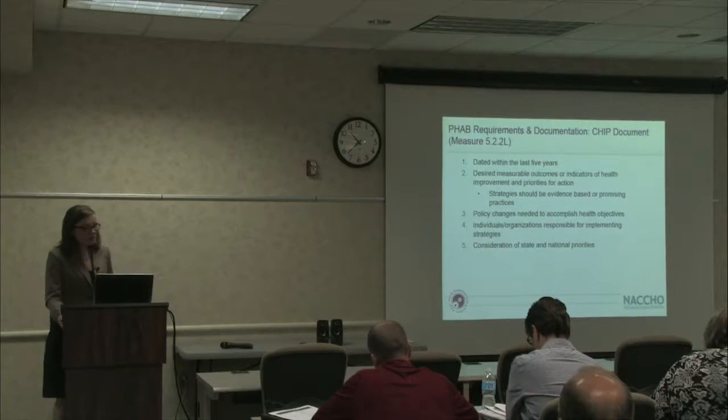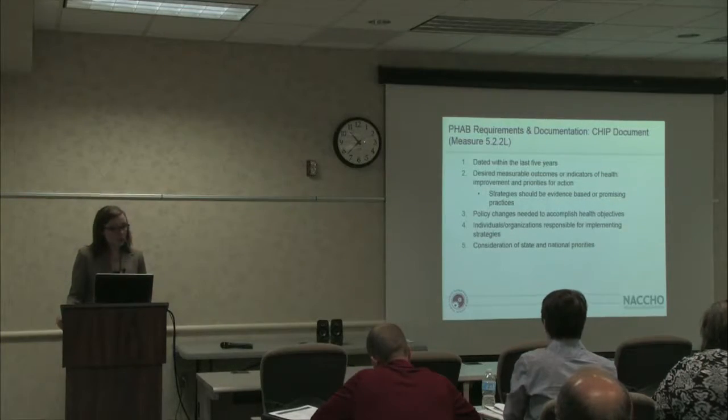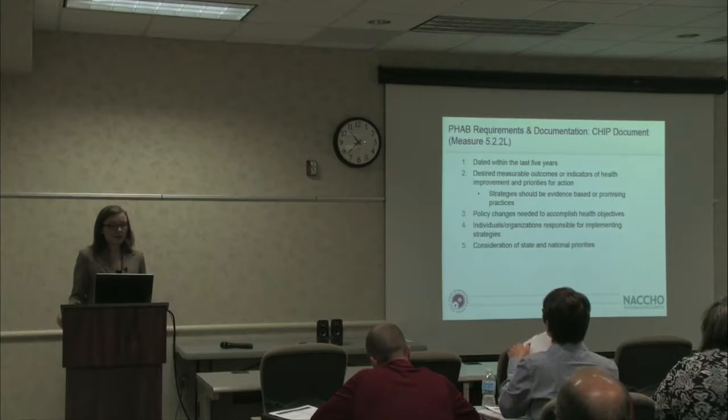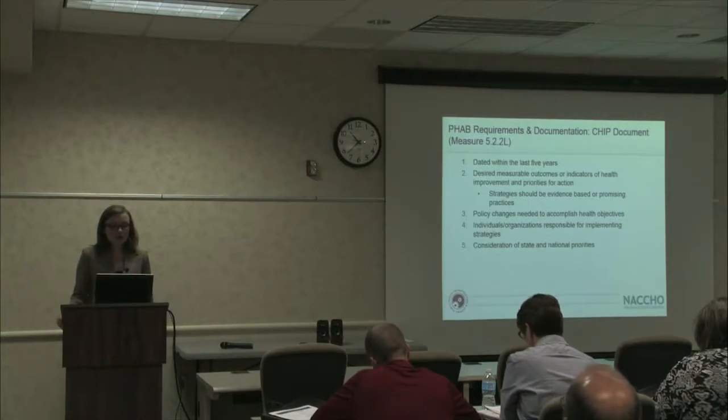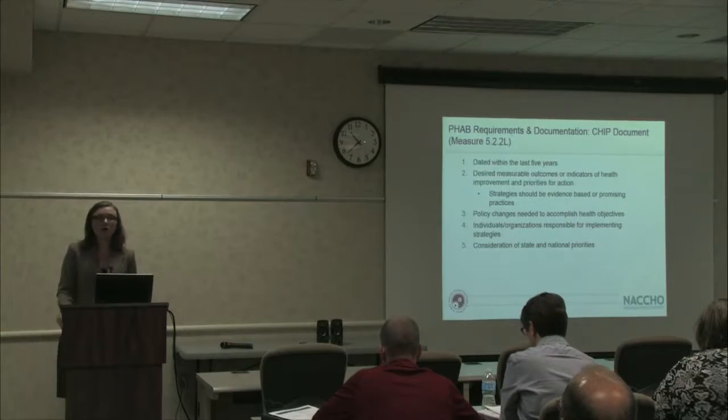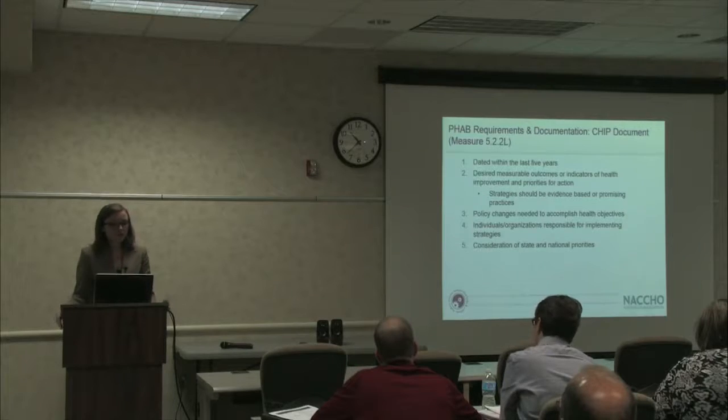The actual document needs to be dated within the last 5 years. It needs to include, and this is slightly new language from 1.5, desired measurable outcomes or indicators of health improvement and priorities for action. Strategy should be evidence-based or promising practices. In the last round of requirements, they included language about SMART objectives and things like that. Now they rolled that all up into desired measurable outcomes and priorities. As you get further into the guidance, they explain that you need to show how these are measurable outcomes, how you are going to track their progress and things like that. But they did change some language a little from 1.1 to 1.5 around clarifying this.